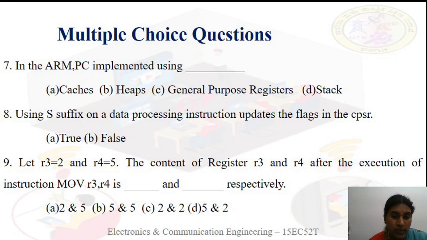Now we will see one example. Let R3 equal 2 and R4 equal 5. The contents of registers R3 and R4 after the execution of the instruction MOV R3, R4 are dash and dash. You see here the content of R3 is 2, it's the destination register, and the content of R4 is 5, it's the source register. The move instruction means the content of the source register will be moved to the destination. It means the 5 will be moved into R3. So the R3 content is 5, but the source register content won't change. It is also 5. So the answer is B, 5 and 5.